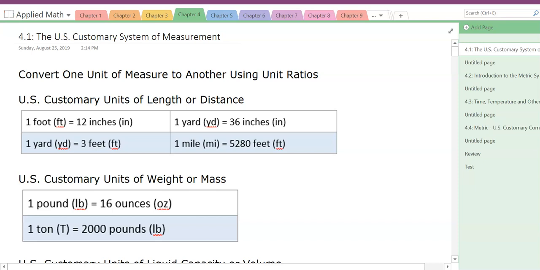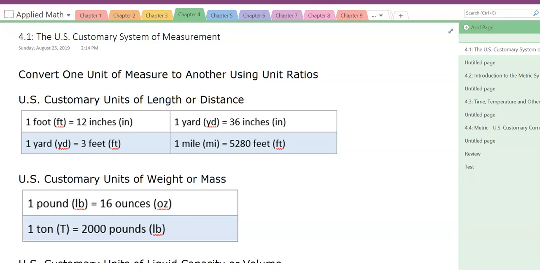Getting into chapter 4 here, we're going to be doing a lot with converting. Each section we're going to talk about different ways to convert and the different things that we can convert. For section 1, we're going to be talking about our system of measurement, stuff that we use here in the United States.